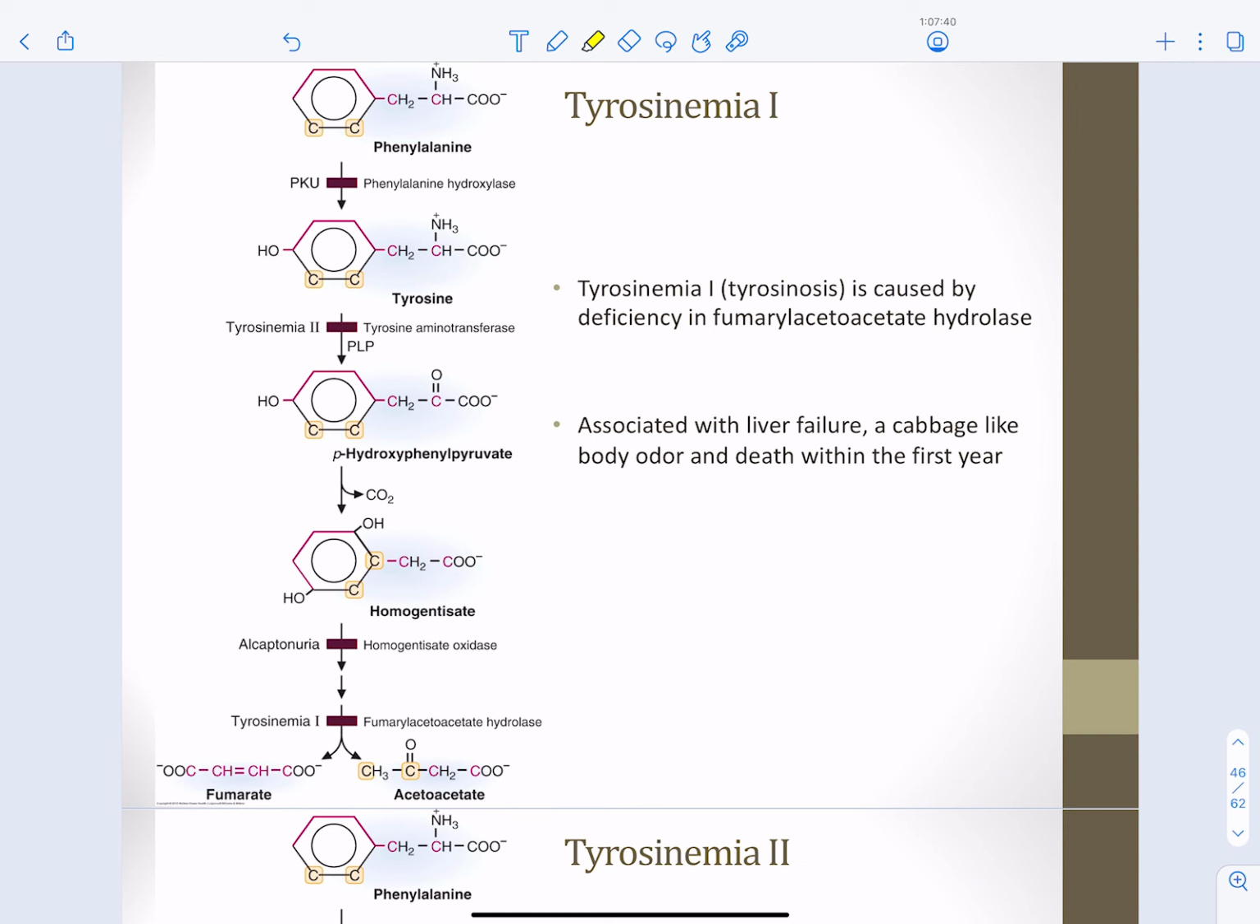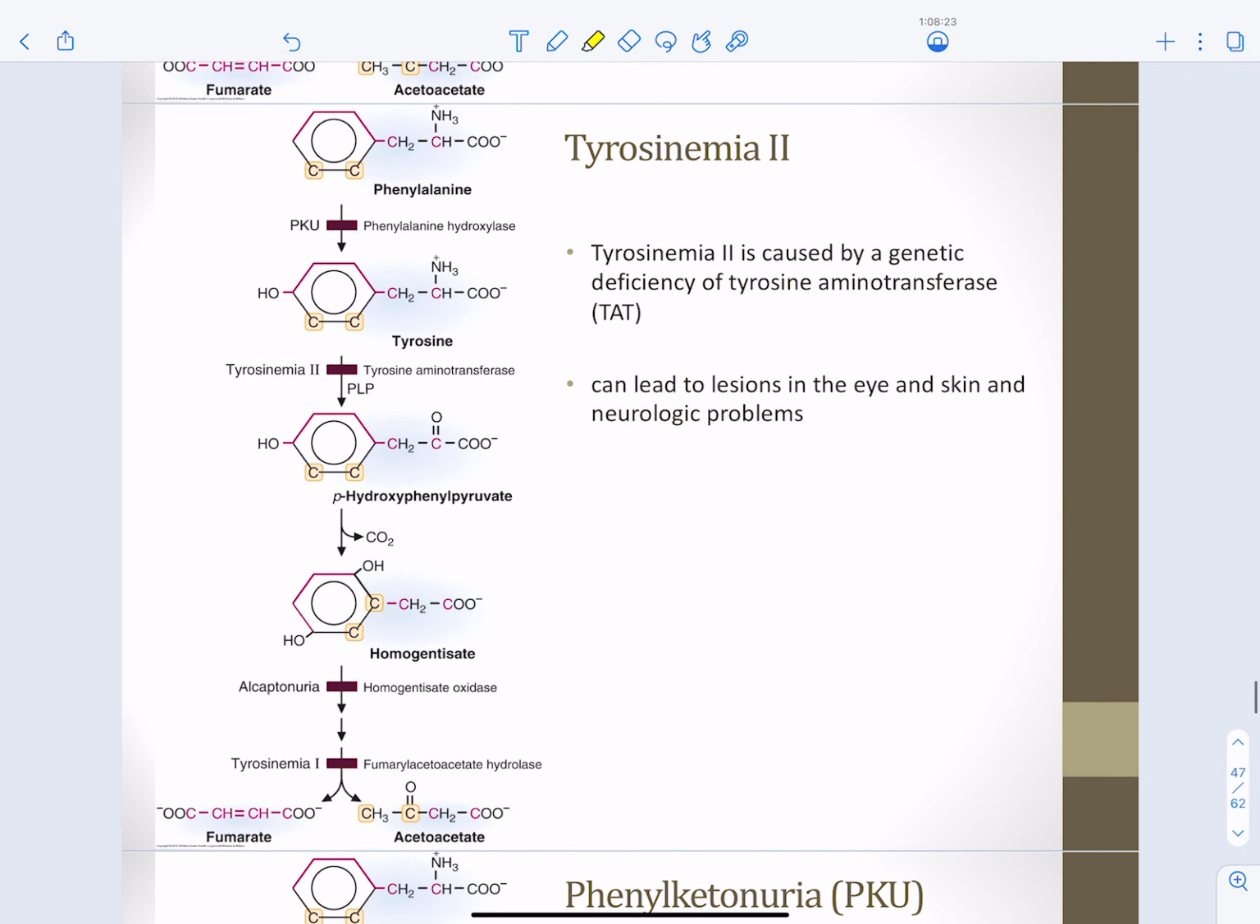Tyrosinemia 1 is going to lead to a cabbage-like body odor, and typically babies with tyrosinemia type 1 deficiencies die within the first year of life. And tyrosinemia type 1 deficiency is the enzyme that's way down at the bottom of your tyrosine and phenylalanine breakdown. And so that just means that everything upstream starts to accumulate, and over time, anything that accumulates, as we know, your body has to be able to deal with it somehow, and oftentimes it becomes toxic. So tyrosinemia 1 is associated with liver failure, and again, it's this hydrolase that is defective.